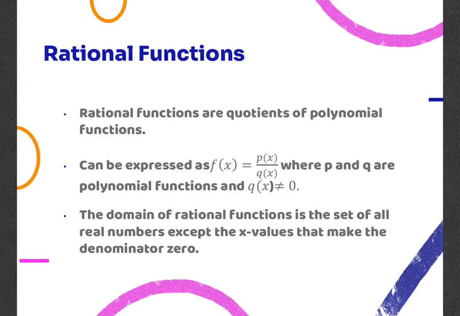So what is a rational function? A rational function is a quotient of polynomial functions. So quotient meaning these will be in fraction form. There will be a polynomial on the top and the bottom. So these are like x to the first or x to the second or x to the third in the top and the bottom. You won't see anything with like a square root or negative exponent, nothing weird like that.